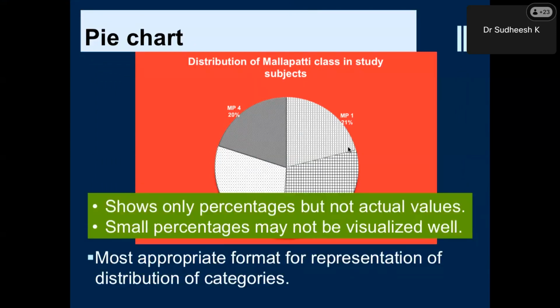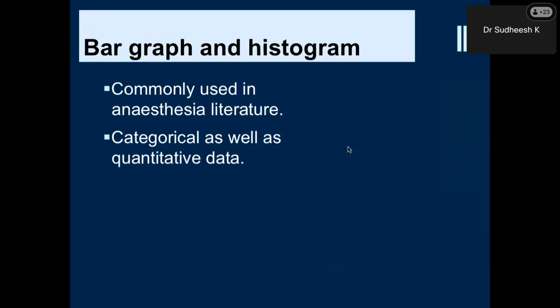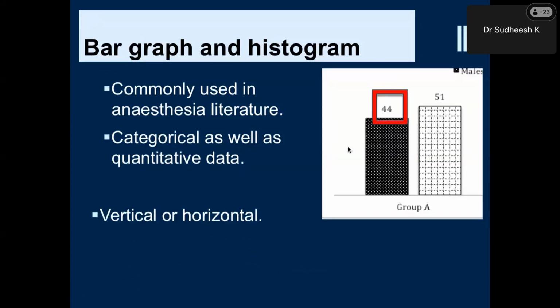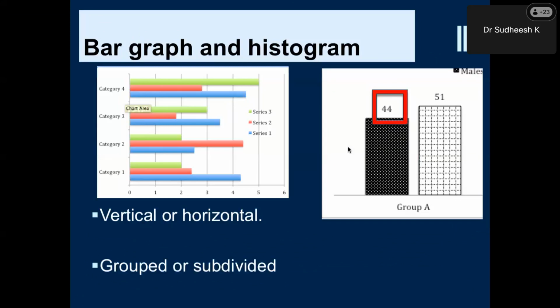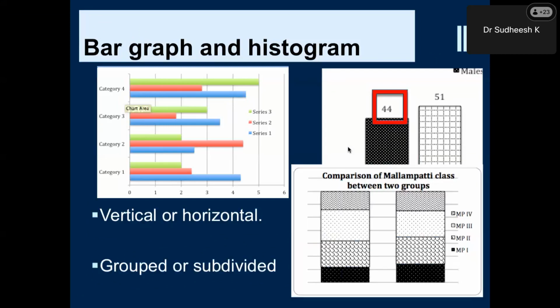Pie charts are usually used when you want to represent values by percentages. The bar graph is the most commonly used. It is useful for both categorical as well as quantitative data. It can be horizontal or vertical, and grouped or subdivided, like this. This is subdivided.